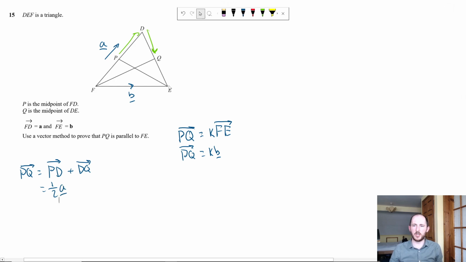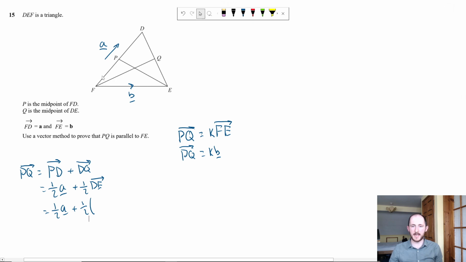And what about D to Q? Well, D to Q is a half of DE. So now what I need to do is work out what DE is. So remember, one of the rules of vectors is that you can only go along vectors that you actually know, right? So I'm going to set myself up for a sec, and we're going to work out DE. So I can't go straight down here. So instead, I'm going to go back to F and then along to E.